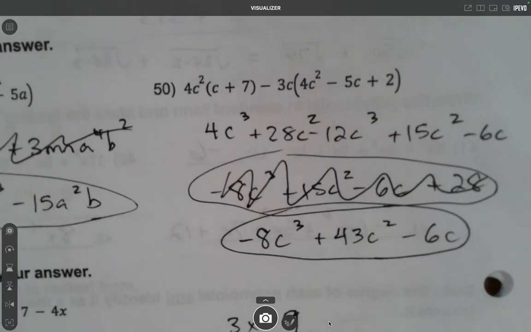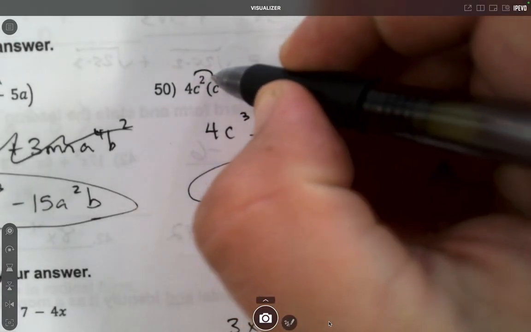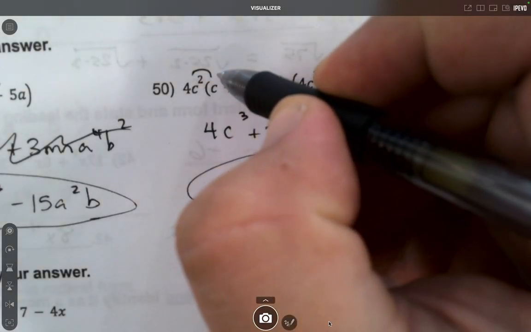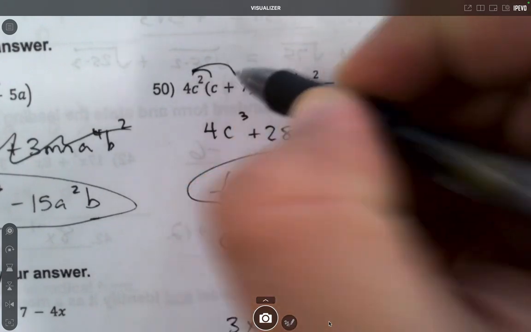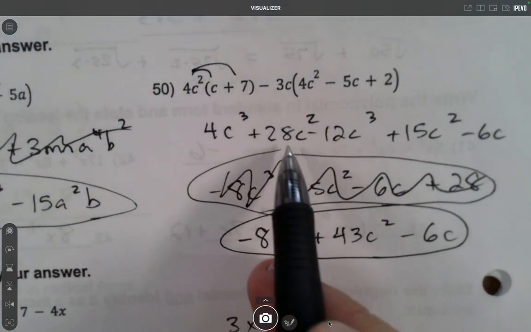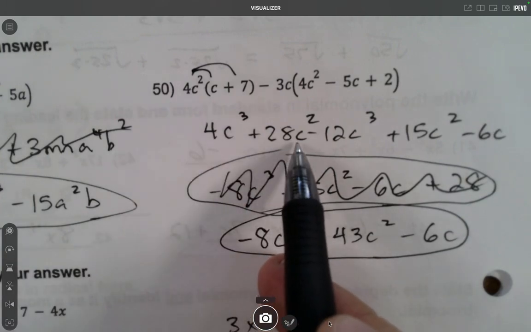50, we'll distribute as our first step. So 4c squared times c is 4c cubed. C squared times c to the first, 2 plus 1 is 3. 4c squared times 7, 7 times 4 is 28. We just keep the c squared.